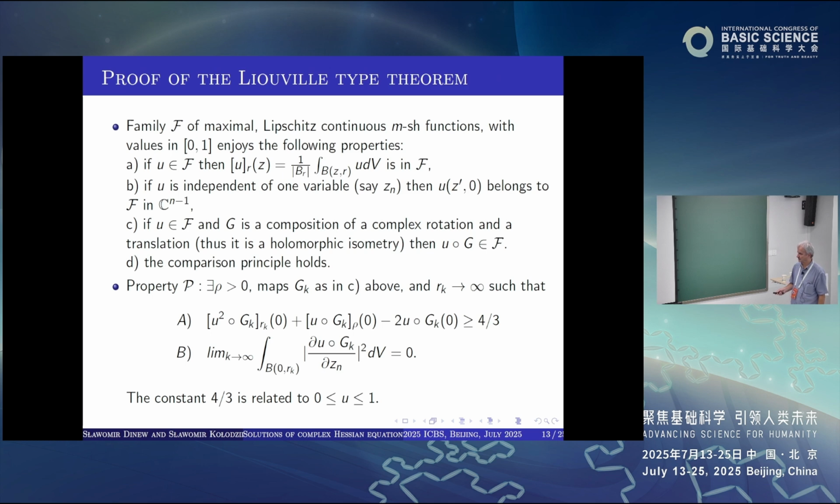And part B, that if we take these bigger and bigger balls extending to infinity, then in the limit, this kind of energy integral is 0. Now this magical constant here depends on those values, 0 and 1. If we normalized u in a different way, then we would need a different constant here. That's it.